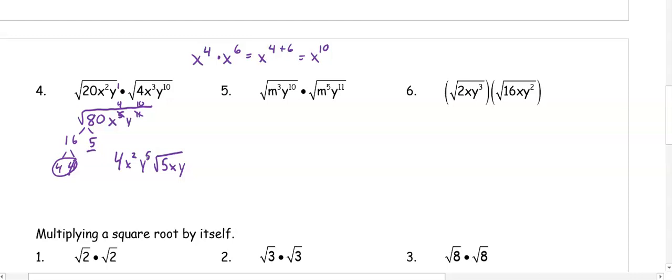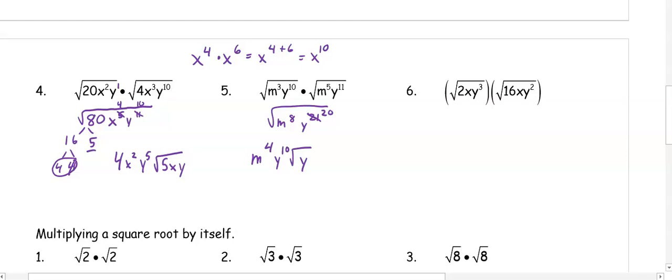In number 5, we only have variables, so we're just going to add our exponents. We have m to the 3 plus 5, which gets us m to the 8th, and then we have y to the 10 plus 11, which is 21. Now we're going to simplify. M is an even exponent of 8, so that splits in half to 4, so we have m to the 4th, nothing under the radical. Y to the 21st, we need to leave one y under the radical, which changes that to 20, and then half of 20 gets us y to the 10th out front.